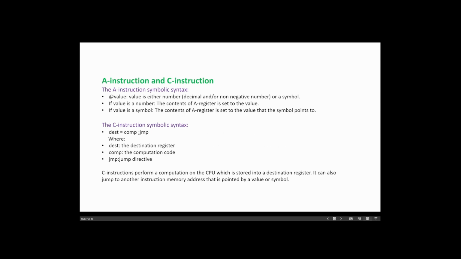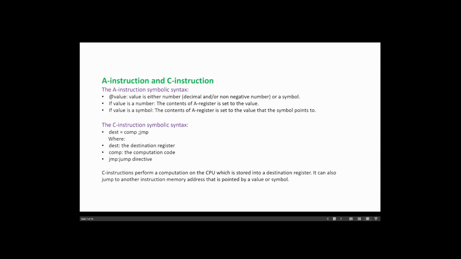Firstly, there are two types of instructions coming into the CPU from the instruction memory. These instructions are the A instruction and the C instructions. The A instruction has a symbolic syntax of @value. This value can either be a number, that is a decimal, non-negative number, or a symbol.